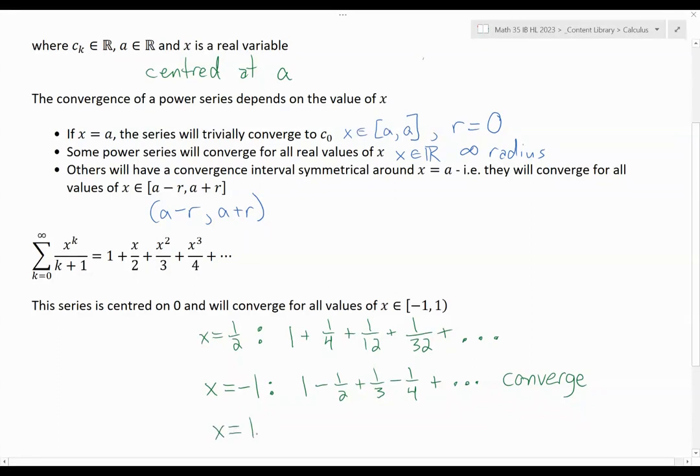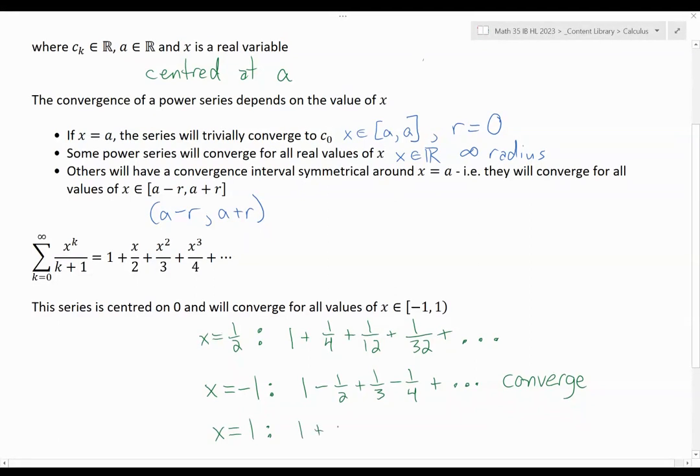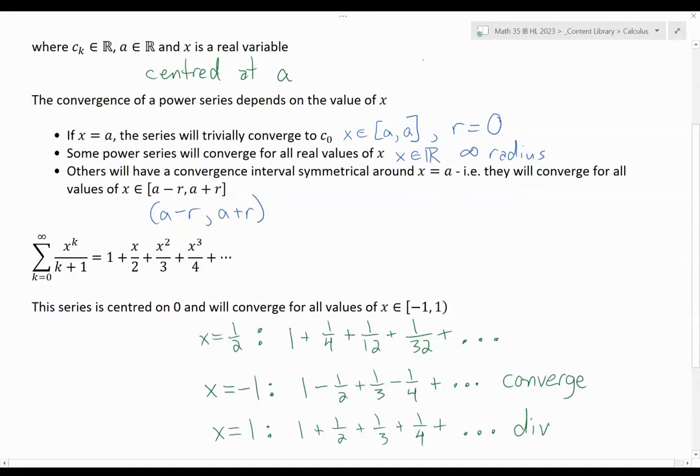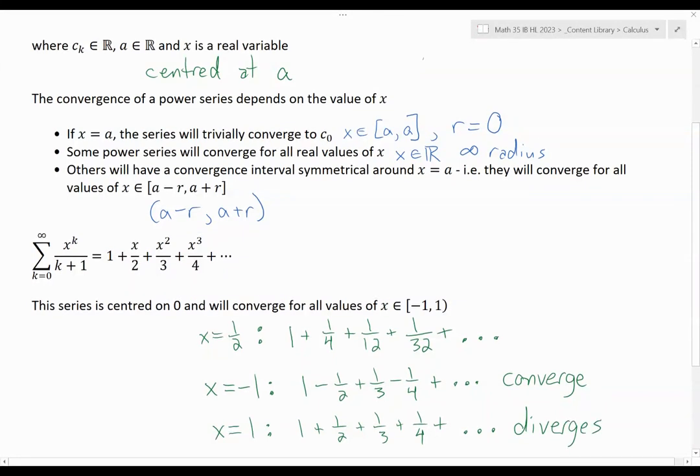Whereas if x equals 1, what gets created is just the harmonic series. 1 plus 1/2 plus 1/3 plus 1/4, and so on. And when the harmonic series is not alternating, it actually diverges. Again, proof is beyond this course, but one boundary can converge and the other doesn't necessarily converge.